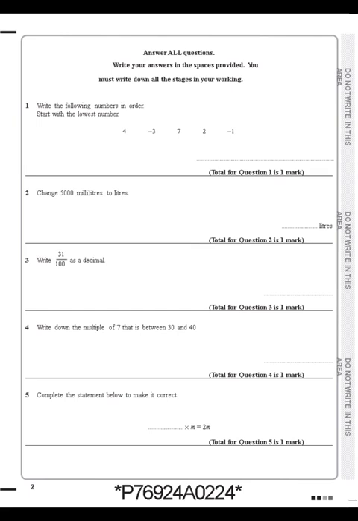Write the following numbers in order. Start with the lowest number. The smallest number is -3, followed by -1, 2, 4, and 7.